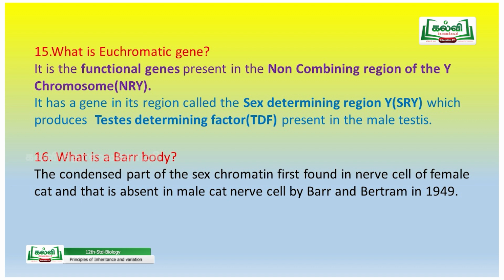What is barr body? It is the condensed part of the sex chromatin, first found in the nerve cell of a female cat and absent in the nerve cell of the male cat. This is called the barr body, by Barr and Bertram in 1949.